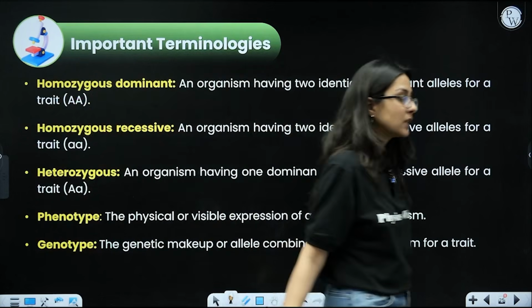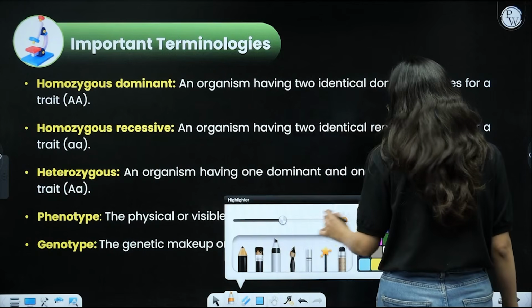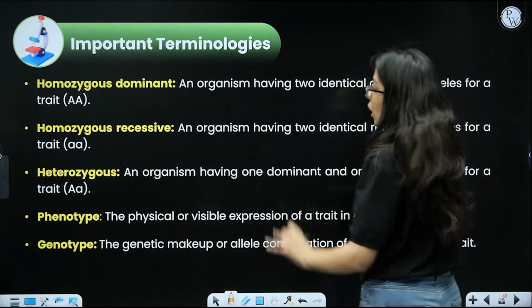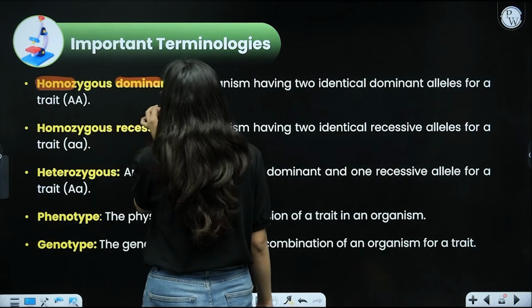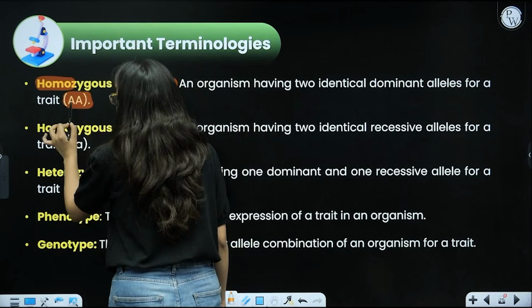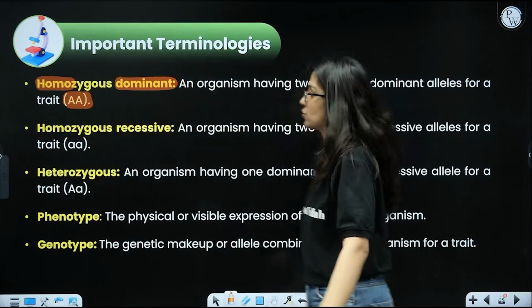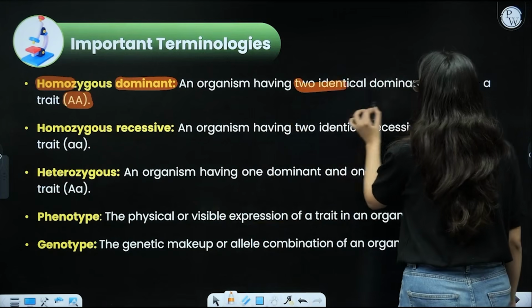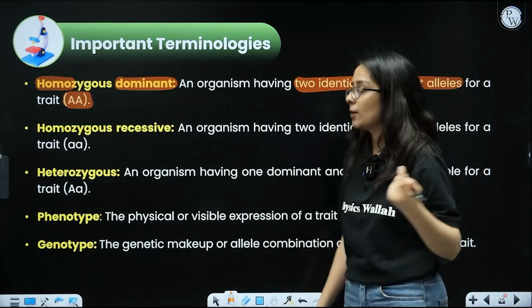Let us read all the terms one by one, because they could be asked again in your definition format. Homozygous dominant. Homo, beta, means same, and dominant means that both the alleles will be dominant. For example, capital A, capital A. Again they are same, so homo, dominant means both are capital in nature. Organism having two identical dominant alleles. There are two alleles, obviously, and both are dominant.